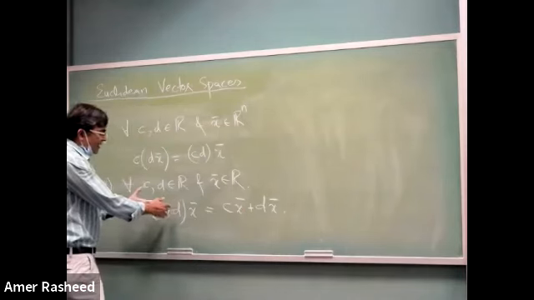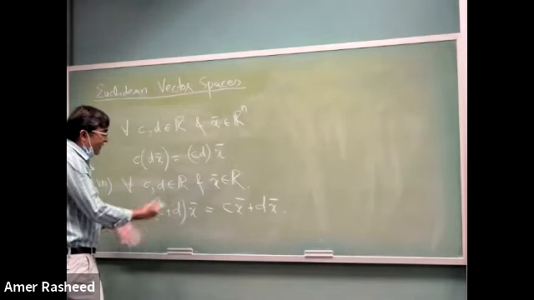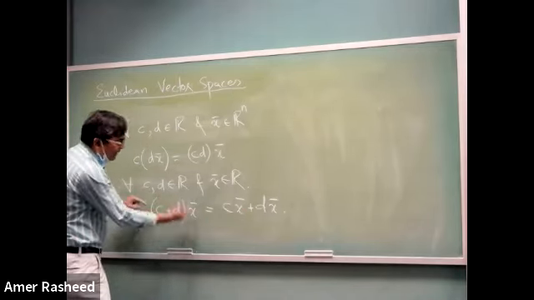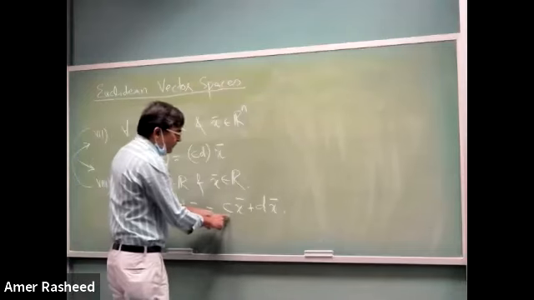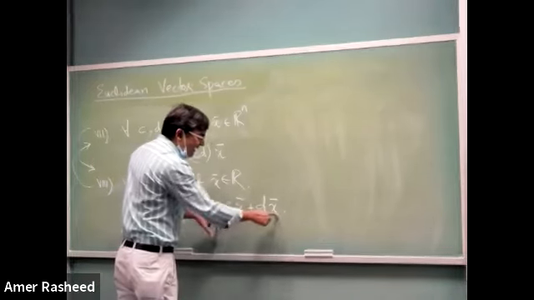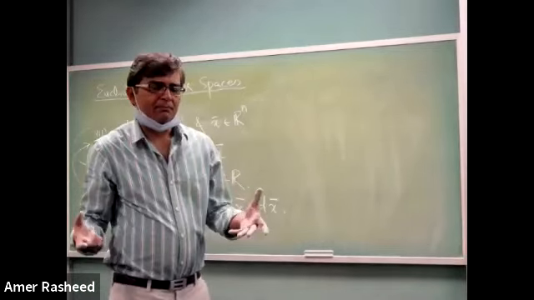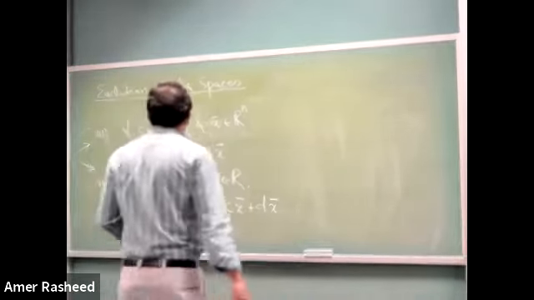What does this property tell us? That if we have two scalars, we sum them first and then multiply with X, or we multiply C with X and D with X and then we take their sum. This thing is the same. So you have to prove this.